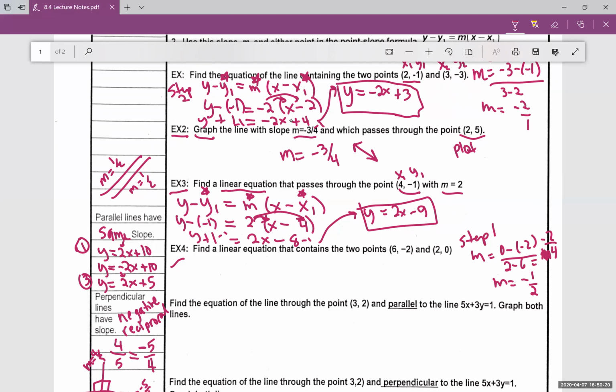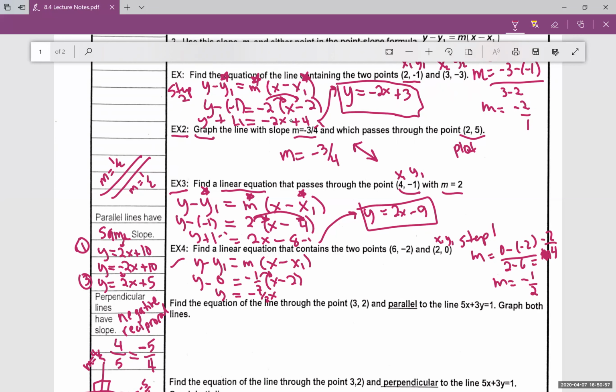Okay, then we need to decide which x1, y1 we are going to use. And I say this one. I see that 0 there. 0 sometimes makes things a lot easier. So here I have y minus y1 is equal to m times x minus x1. So y minus y1 is y minus 0. And the slope of this thing was negative 1/2. And then x minus 2. So now we have y is equal to negative 1/2 times (x minus 2).